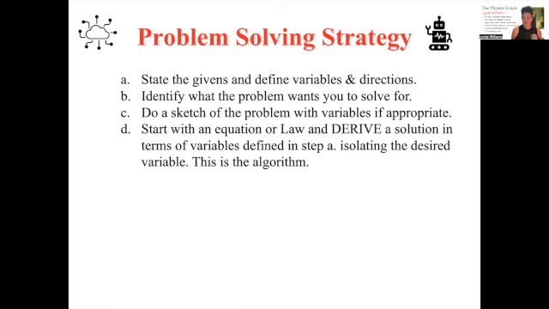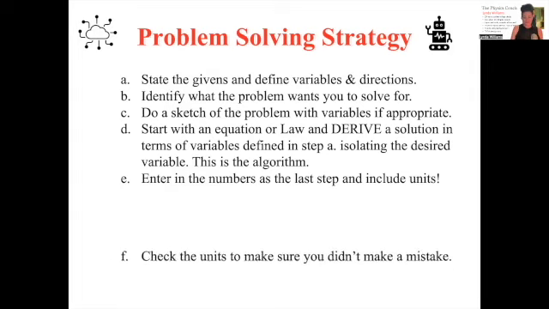When you do the solution, you want to start with an equation or a law and derive it in terms of the variables. You don't want to start putting in numbers too early because often a mistake is made carrying numbers around. So solve for the algorithm. That's the most important part of any solution to a problem. After you've solved for the algorithm, then put the numbers in with the units to find your final solution.